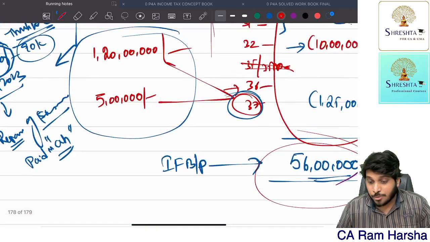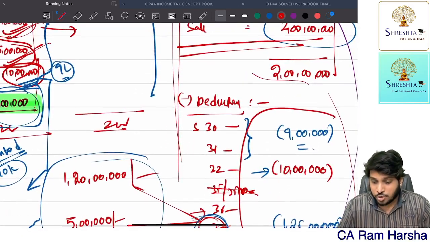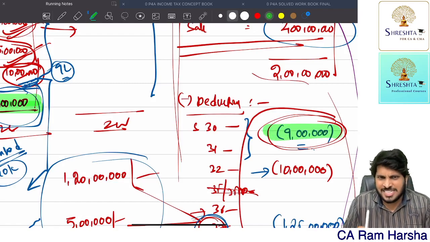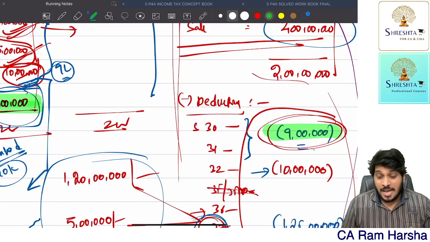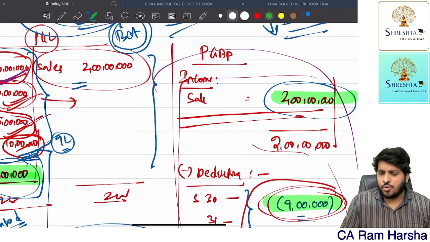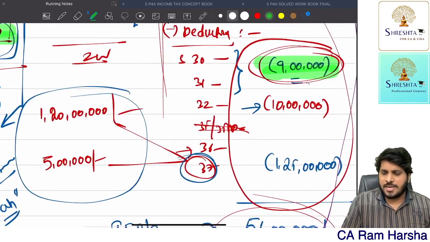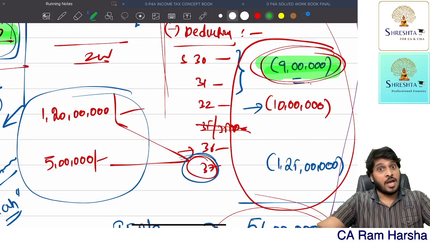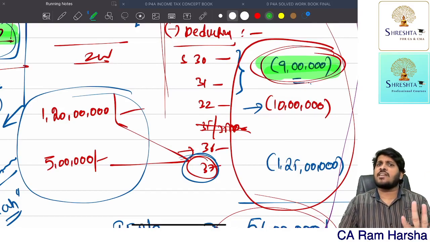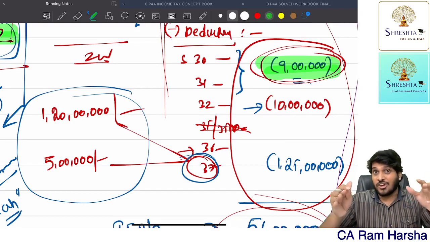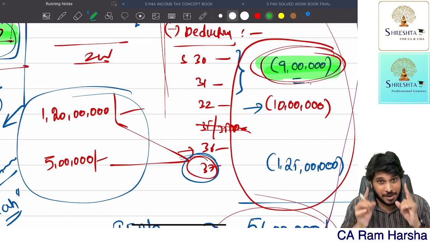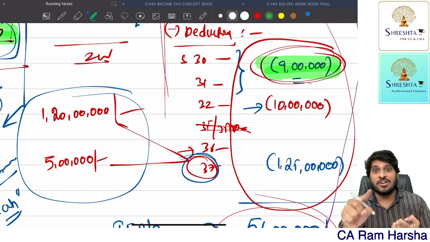Whereas in the direct approach, did I use this word disallowed here? No. We calculate the expenditure. Repairs and maintenance 10, only 9 lakhs is considered. 1 lakh is not allowed. I am not disallowing it, I am not allowing it. Simple. Not allowed means we will not reduce. Disallowed means we will add back. I hope you understood the basic difference between disallowed and not allowed.